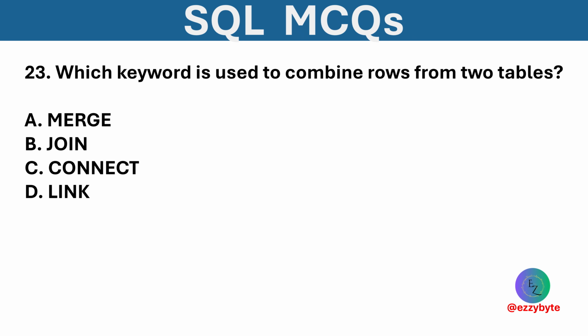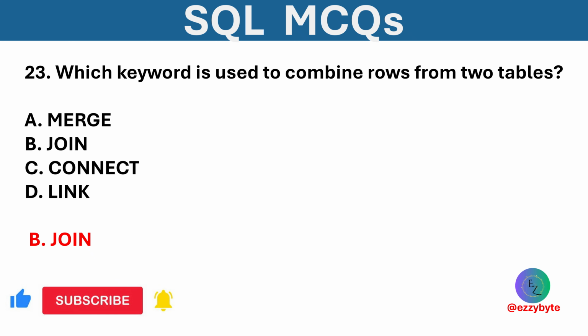Which keyword is used to combine rows from two tables? Options are merge, join, connect, and link. Option B is correct. Join retrieves data from multiple tables based on a related column.